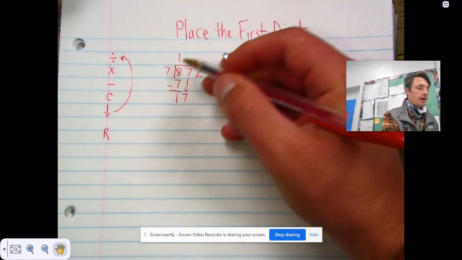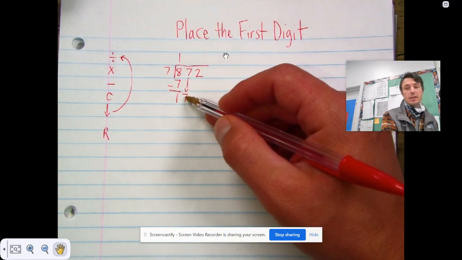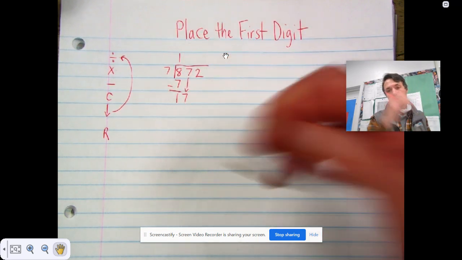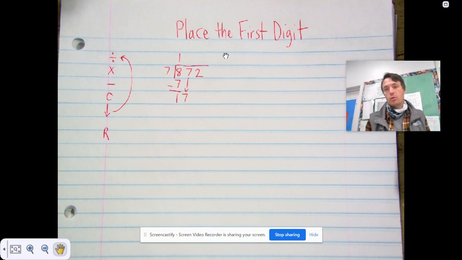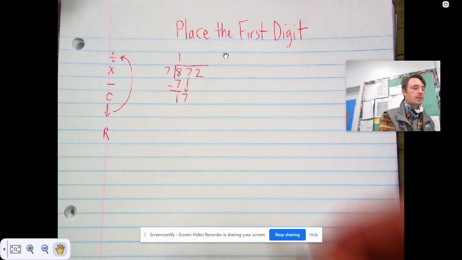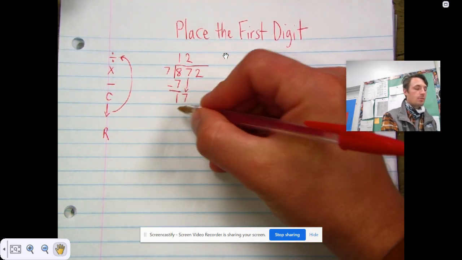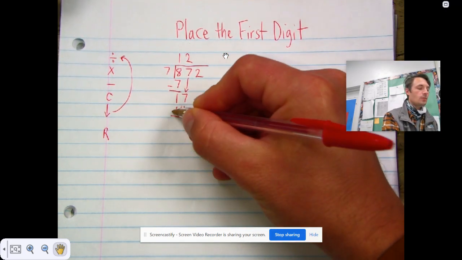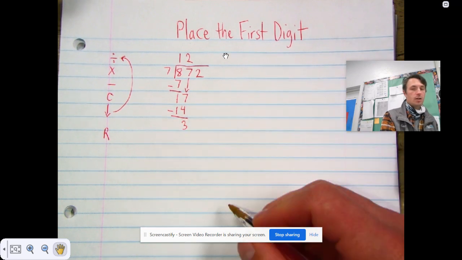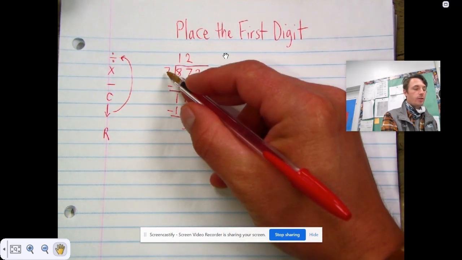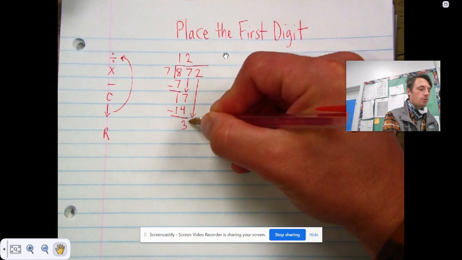Now we go back to divide. 7 can fit into 17. How many times? Well, 7 times 2 is 14, and 7 times 3 is 21. That's too big, so we go back to 7 times 2. So 7 can fit into 17 2 times. Now 2 times 7 is 14. 17 minus 14 is 3. We compare. 3 is smaller than 7. We bring down the 2.